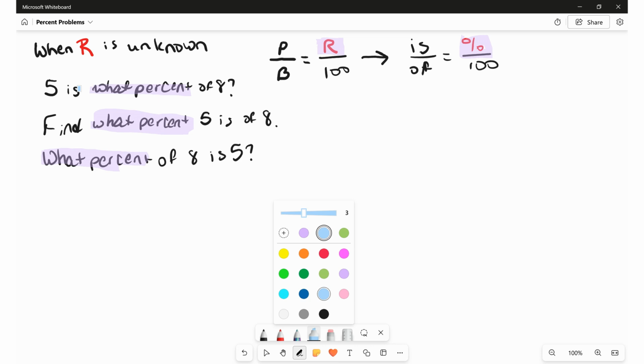Okay? Here we have is, and the number closest to that is 5. So is, that is the part. And again, we have the word is, and the number closest is 5. And then we have the word of, and the number closest.